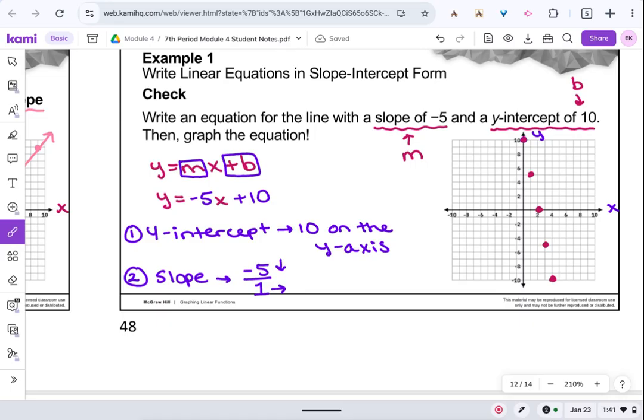When you're done graphing all your points, you're going to go ahead and draw a nice straight line through those, with an arrow on each end. Now that you're done, we can go ahead and get our practice.